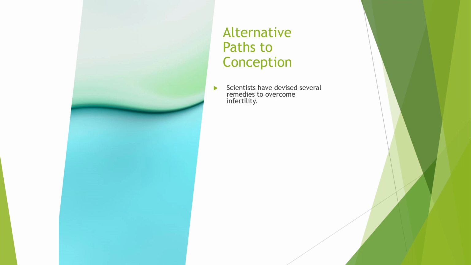The last slide in this module is looking at alternative paths of conception. So let's say that a male and female are having trouble conceiving a child. And so there are alternative paths that they could seek out in order to have children. Scientists have devised several remedies to overcome infertility. And we have 3 different types that we're going to discuss on this slide.